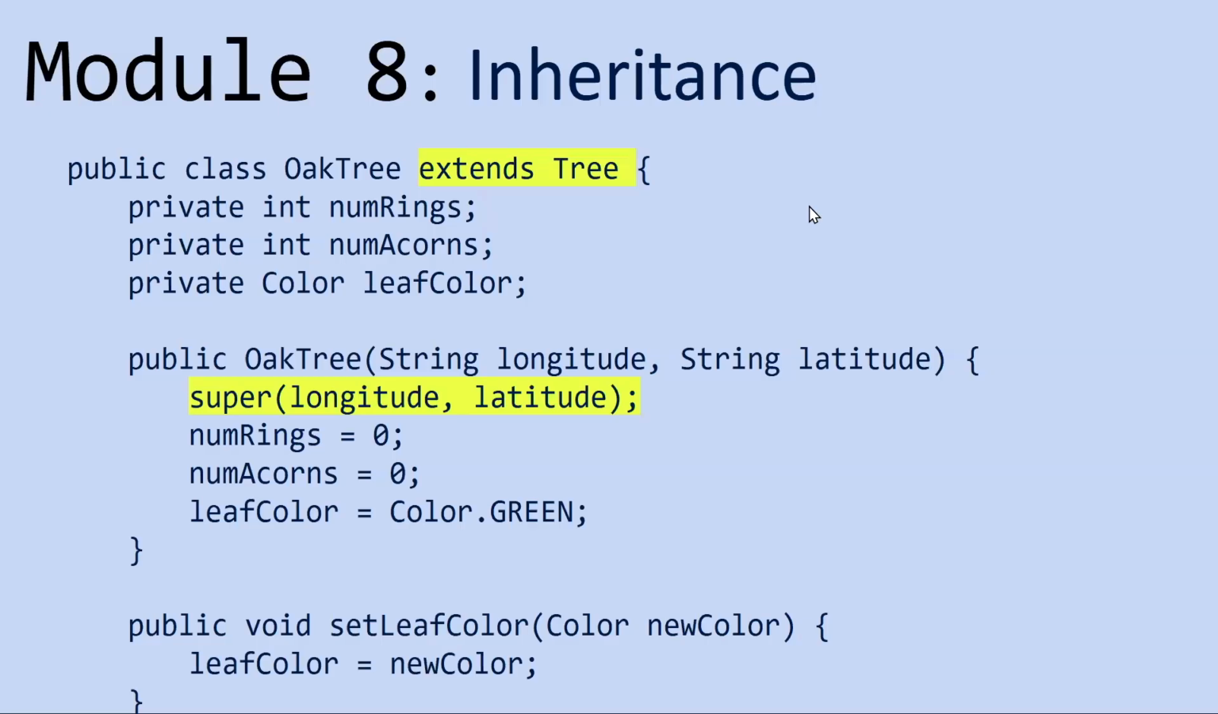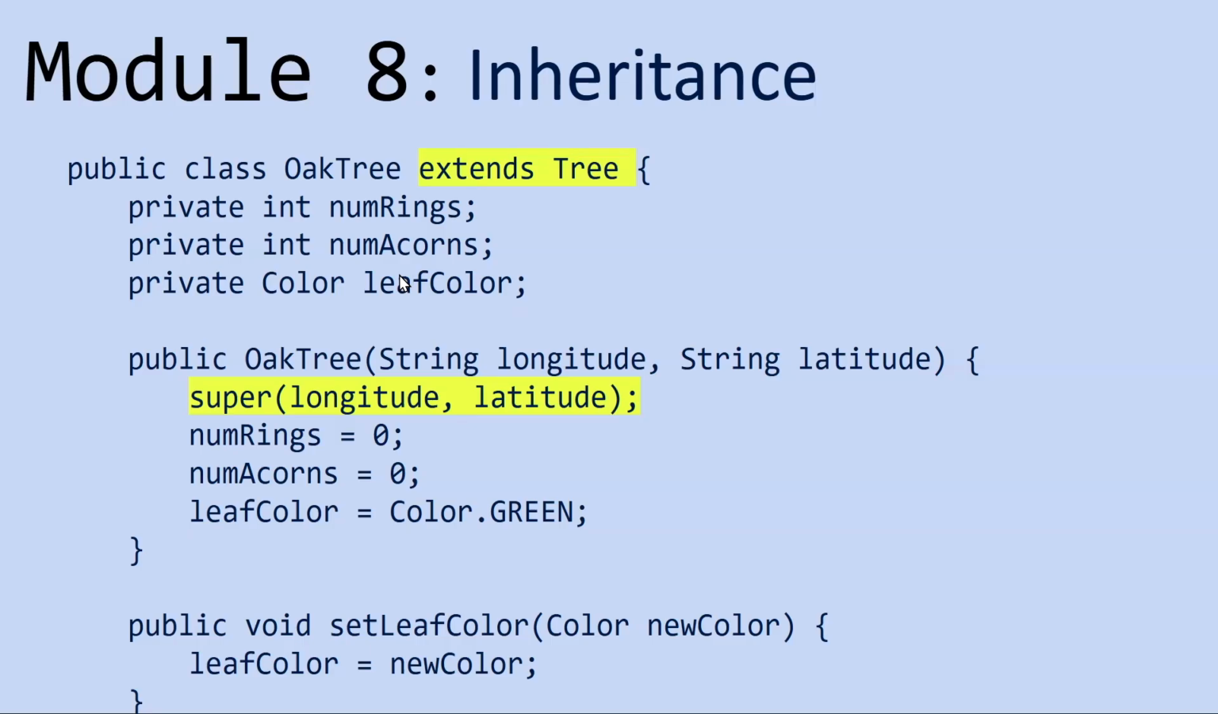All right, and so now we're getting into our specific implementation of the oak tree class. So note we have public class OakTree and that it extends Tree. That's how we indicate that it's an inheritance relationship. And now we also add our instance variables that are specific for oak trees: int numRings, int numAcorns, and Color leafColor. You don't need to worry about the specifics of the Color class. If you want more information, just search the Java documentation for Color. It's just a convenient way of representing color.